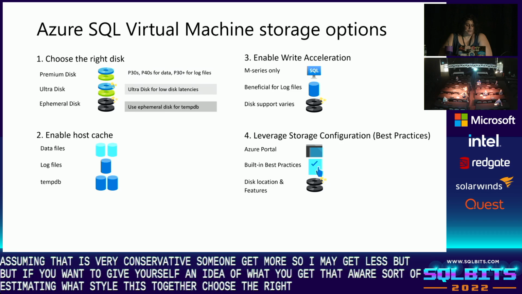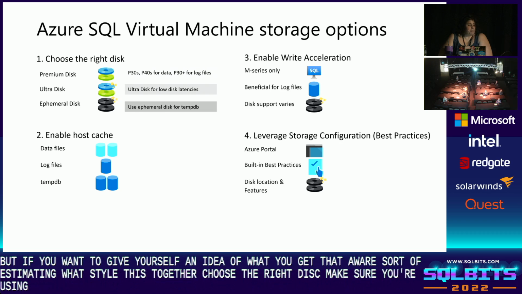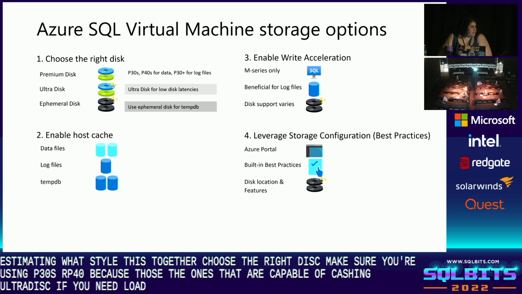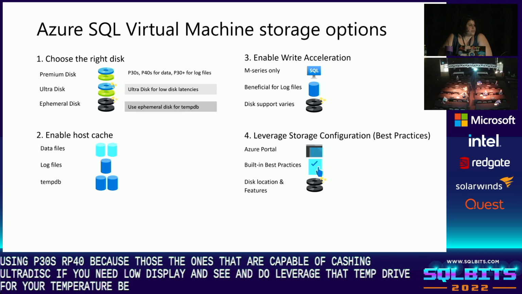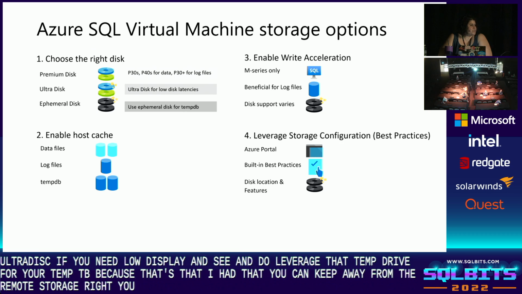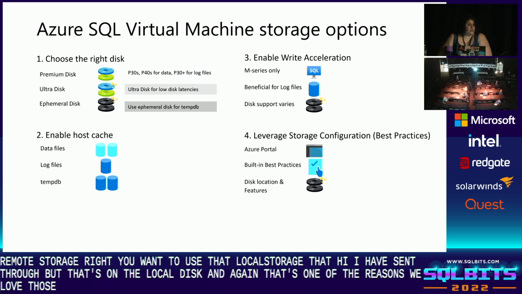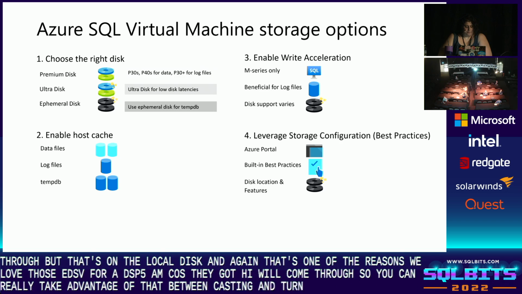Choose the right disk. Make sure you're using P30s or P40s because those are the ones that are capable of caching. Ultra disk if you need low disk latency, and do leverage that temp drive for your tempdb because that's IOPS that you can keep away from the remote storage, right? You want to use that local storage, the high IOPS and throughput that's on the local disk. And again, that's one of the reasons we love those EDS v4, EDS v5 VMs because they got high local throughput. So you can really take advantage of that between caching and tempdb.